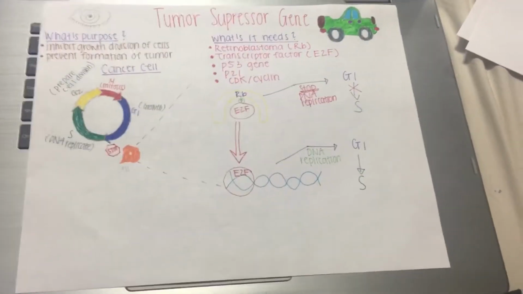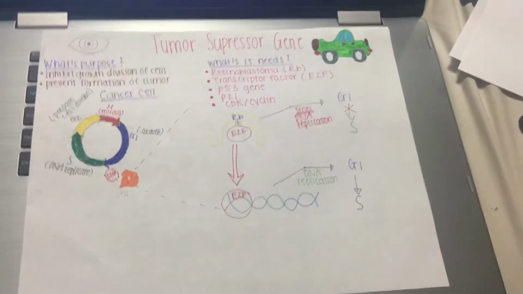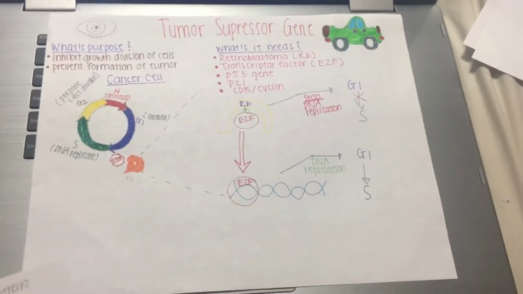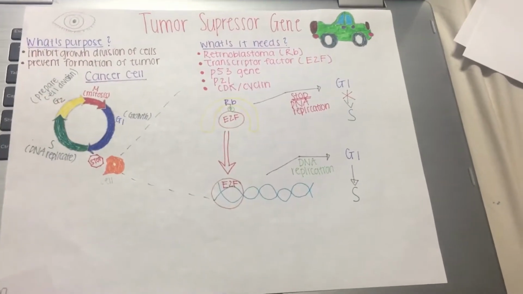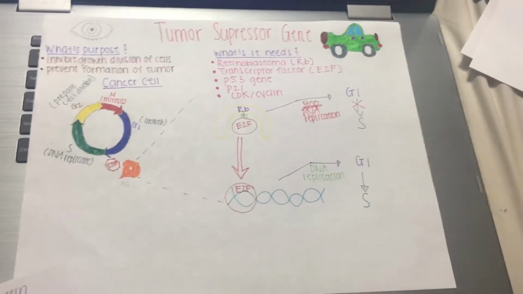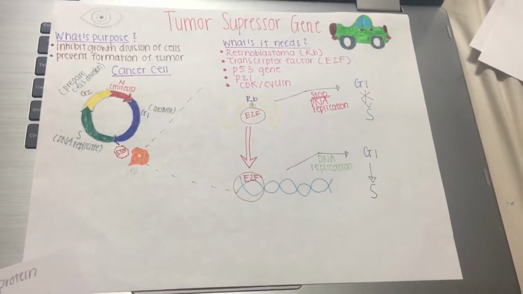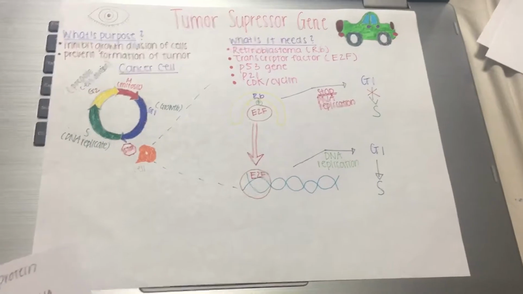Now I will go more in depth about the mechanisms of tumor suppressor genes. The cell reaches G1 and moves on to S phase, which is DNA synthesis, and needs to build proteins to carry out DNA replication.